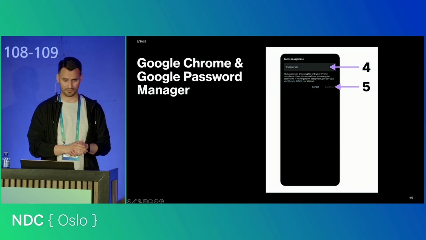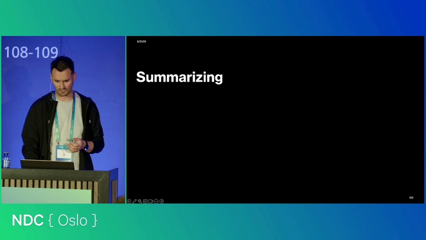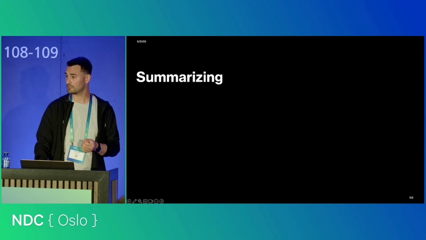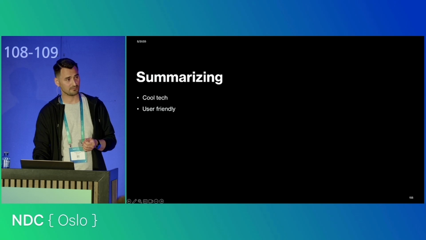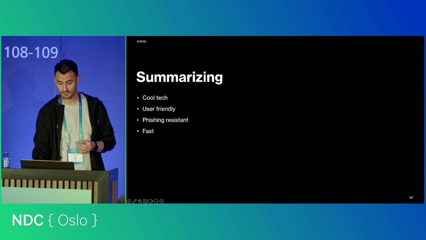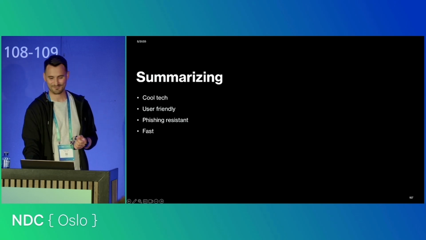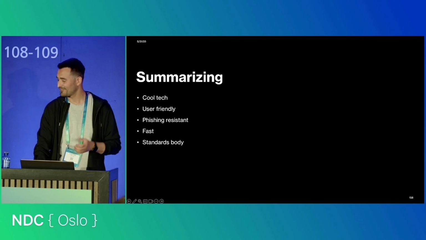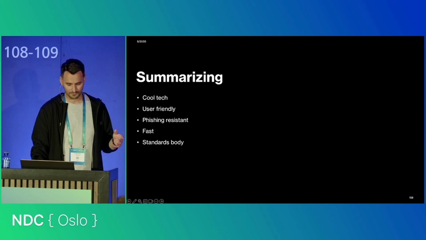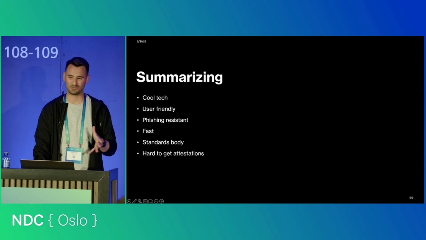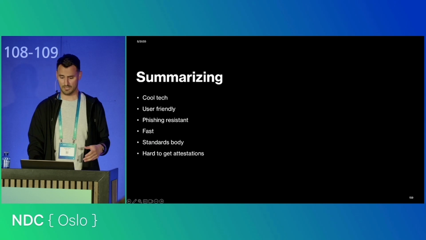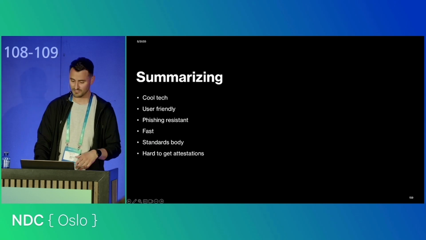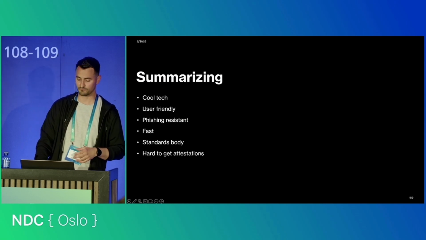So I think we're going to summarize. We think WebAuthn is a very cool technology. For the most part, it's user-friendly. It's phishing-resistant, and it's fast. And who doesn't love a good standards body? Am I right, people? But on the downside, it's often very hard to get attestations, but you won't likely need attestations unless you're doing strong customer authentication in the context of PSD2 compliant payment systems or similar. So this likely isn't an obstacle for you.